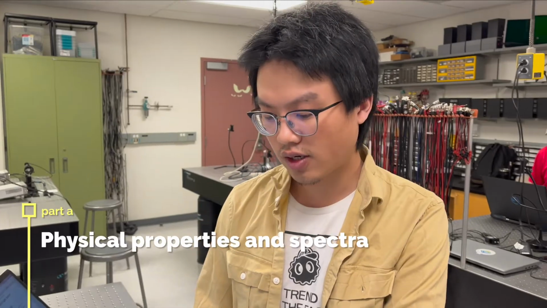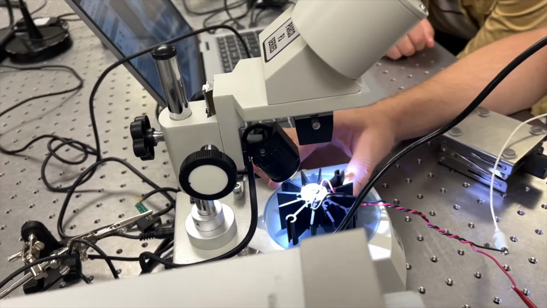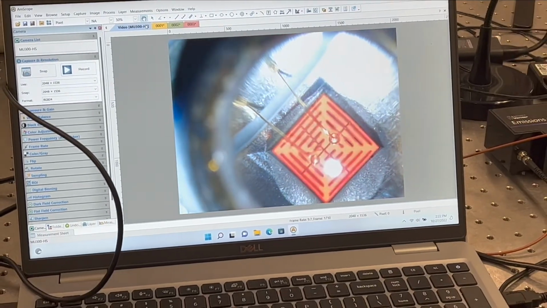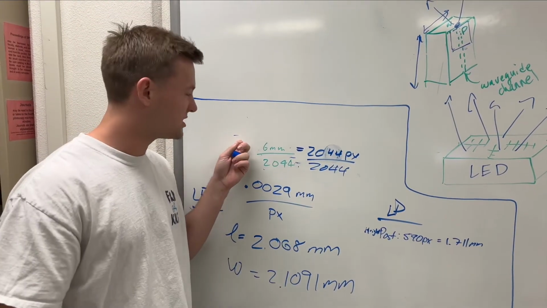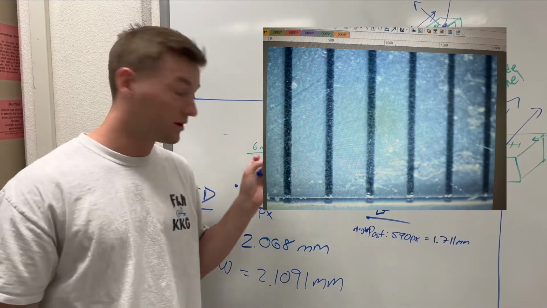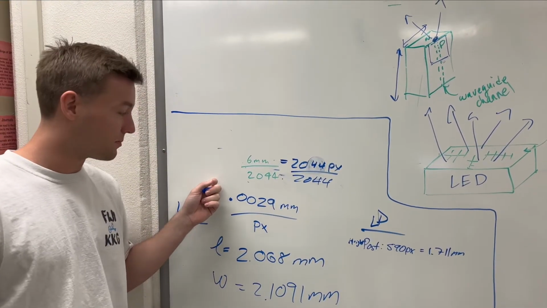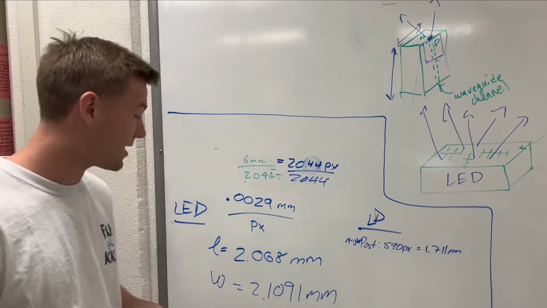So we first calibrate the microscope using the ruler, and after that is done, we use the microscope to measure the significant dimensions of the LED and the laser diode. We measured across our display 6 millimeters, which equates to 2044 pixels. That makes 1 pixel equal to 0.0029 millimeters.